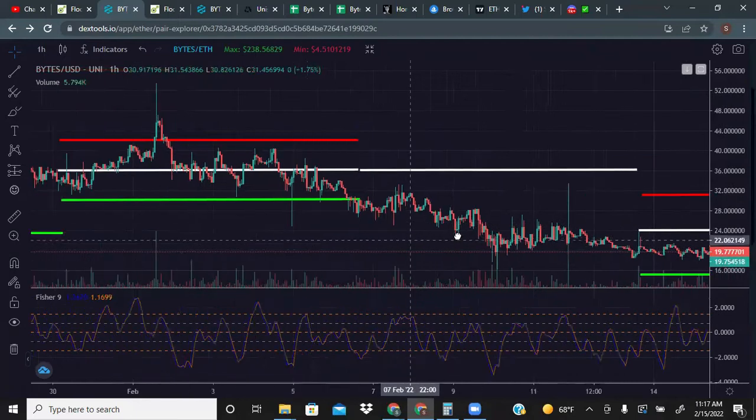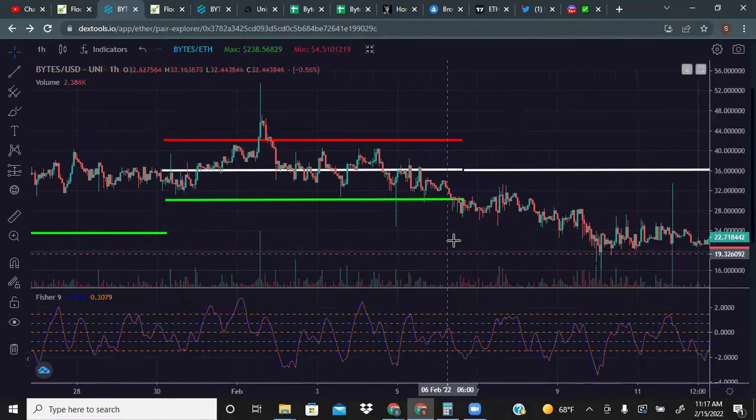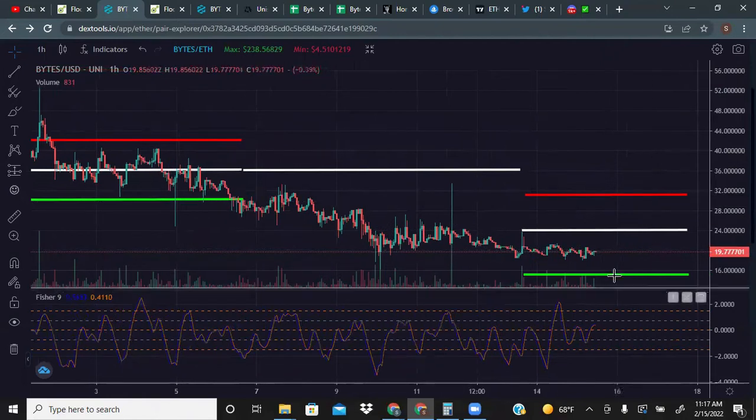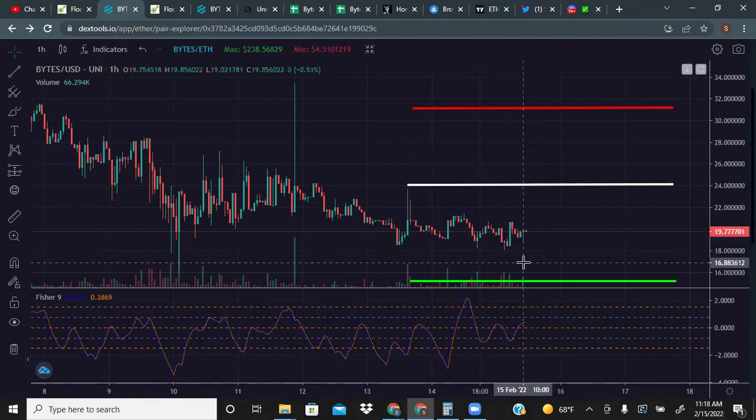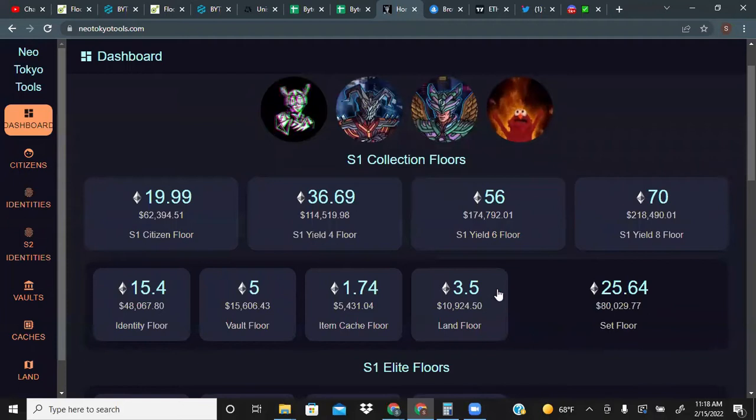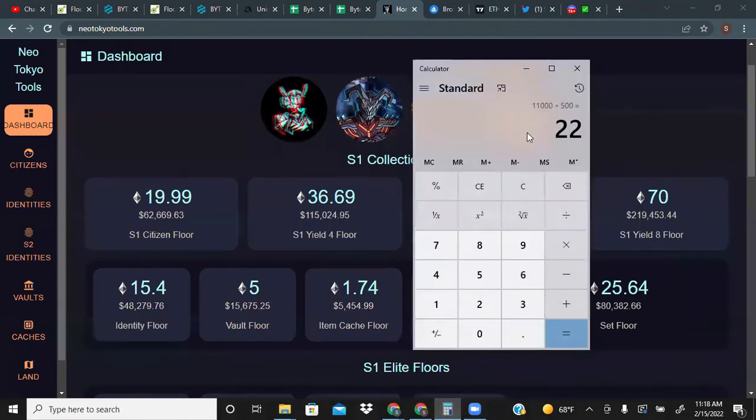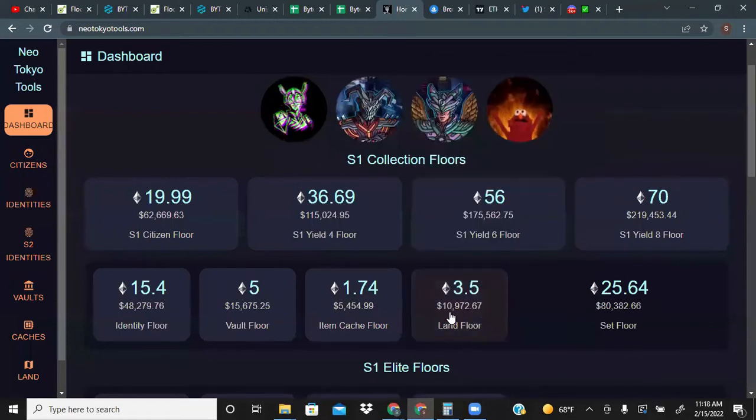Something that I like to use, I don't necessarily need to use the US dollar charts, although at this moment the US dollar price is relevant because I am basing my position off the US dollar value versus the NFT floor value. So as of right now, it's about $24 worth of Bytes to buy an identity floor, and it's about $22 worth of Bytes to, well, actually, let me double check that. Yeah, it was 11,000 divided by 500 Bytes. So $22 to purchase a land floor.